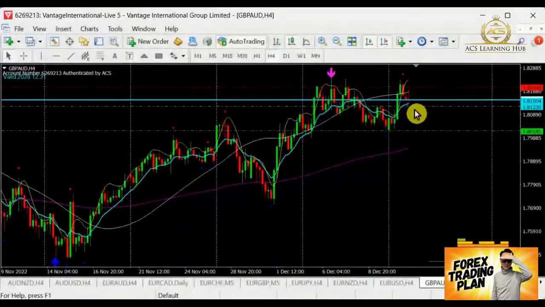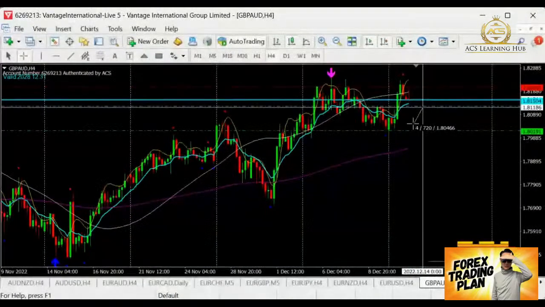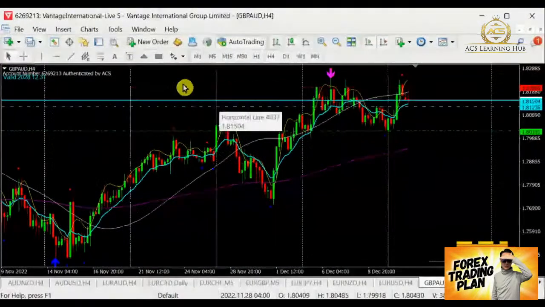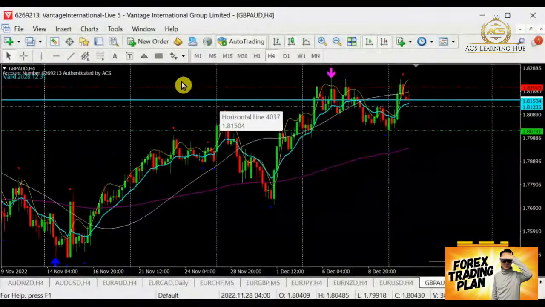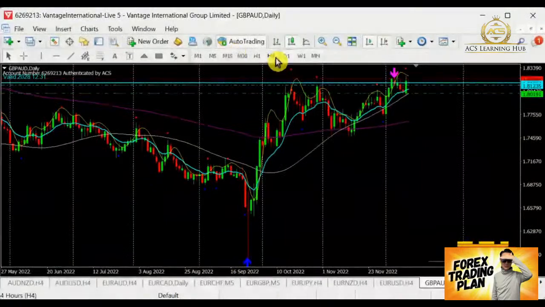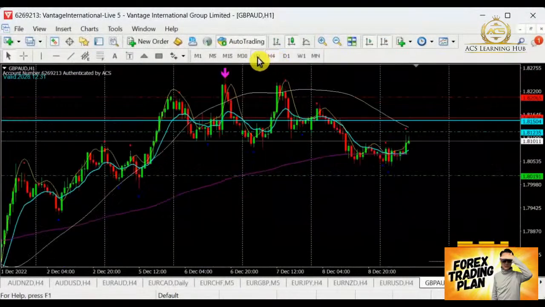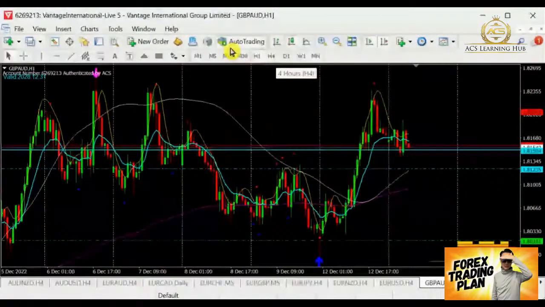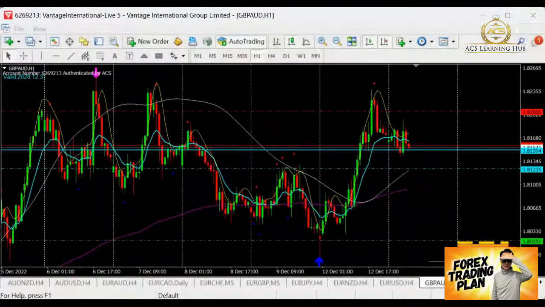If this is going to break below, we have a good chance to reach about 70 pips. So Pound Aussie looks good also. Pound Aussie is actually down, so look out for support before it goes on the buy. For Pound Aussie, I'm going to put this on the watch list, but this is anti-trend trading. Just pay attention to that.